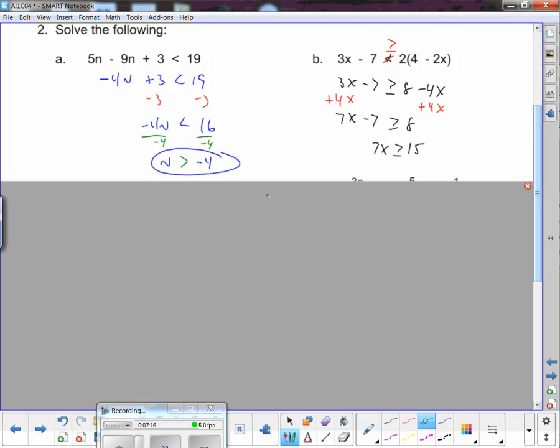Same thing here. A shortcut is simply dividing the other side by the 7, right? Because you're going to divide both sides by the 7. But again, if your brain won't get that correct every time, 49 out of 50, then do divide both sides by 7, right? X greater than or equal to 15 sevenths. We're going to leave it as an improper fraction.